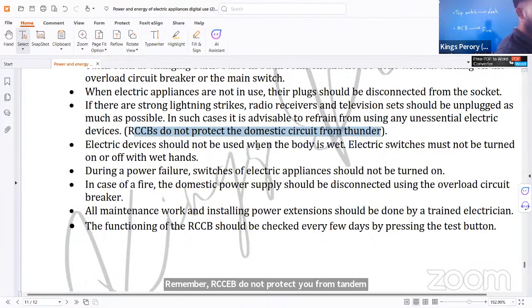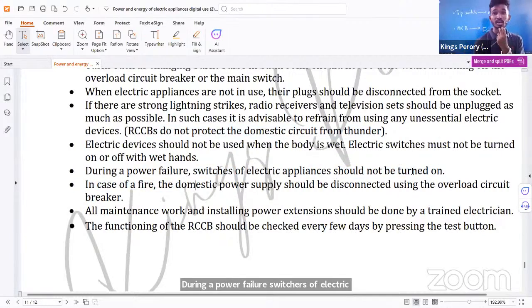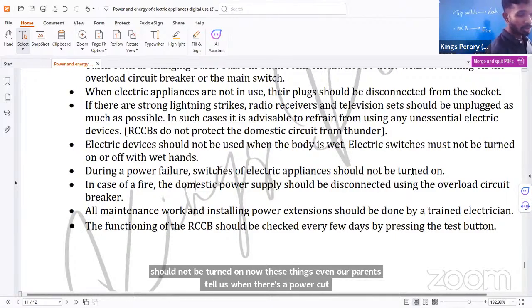Electric devices should not be used when the body is wet. Electric switches must not be turned on or off with wet hands. During a power failure, switches of electric appliances should not be turned on. Now, even our parents tell us these things: when there's a power cut, switch off all the bulbs, and maybe keep one on.